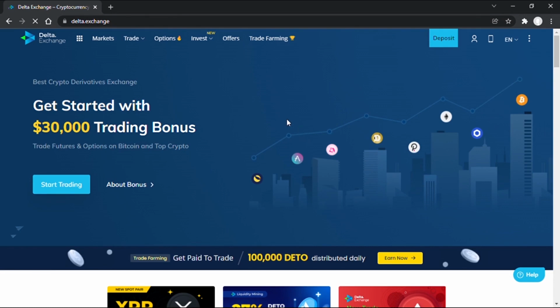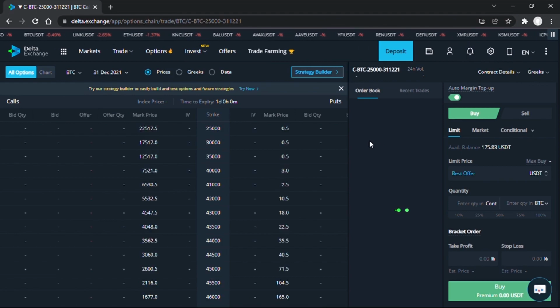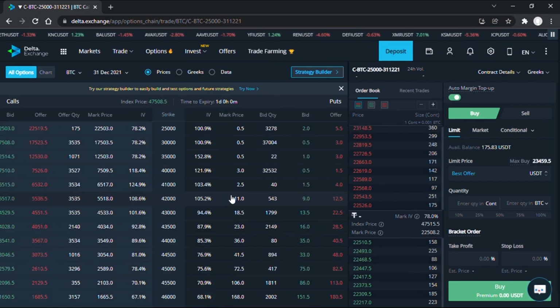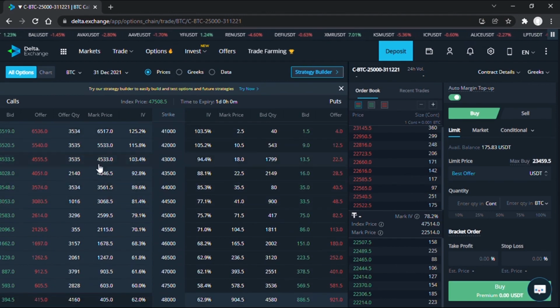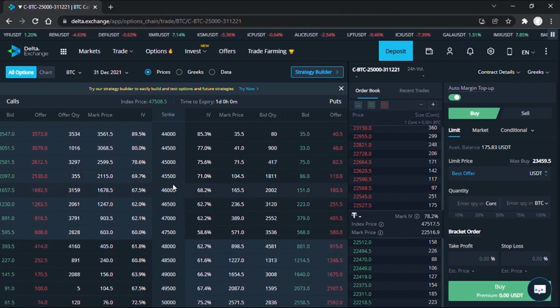If you want to trade in options, then you can click the options option here. If you have already traded in NSE and BSE options, then the interface is very simple for you. Here you will see the option chain. We have the strike price, calls on the left side and puts on the right side. These are the in the money calls, these are the in the money puts, these are the out of the money puts, and these are the out of the money calls.